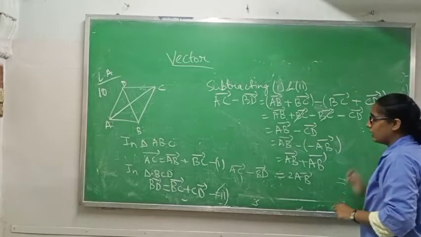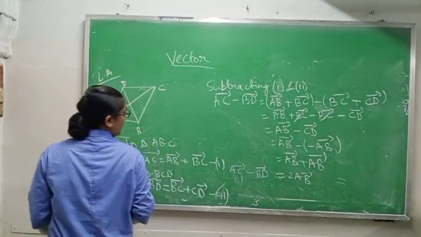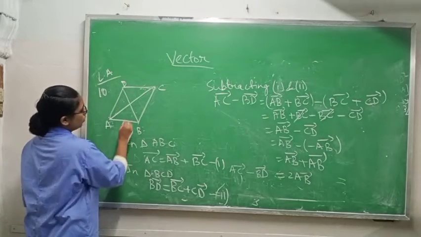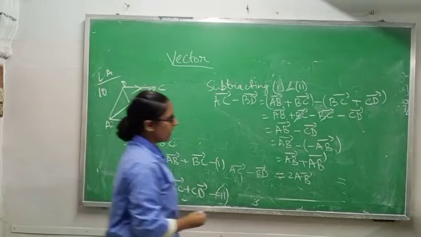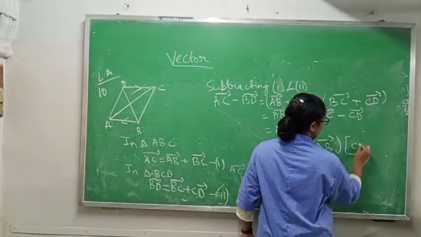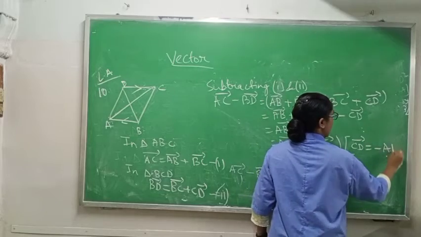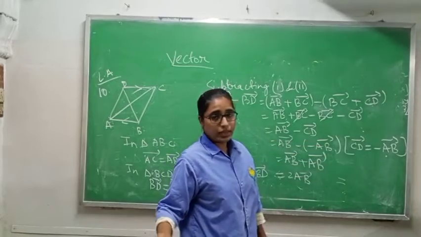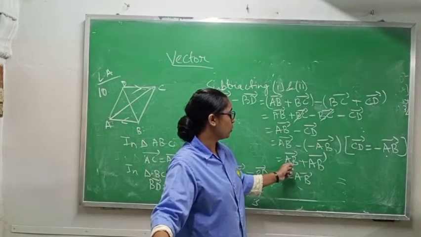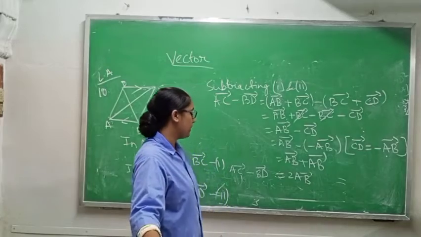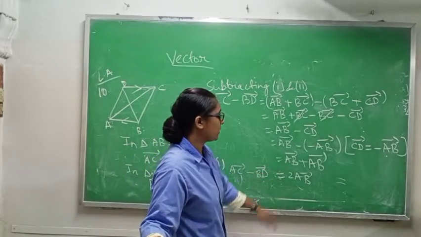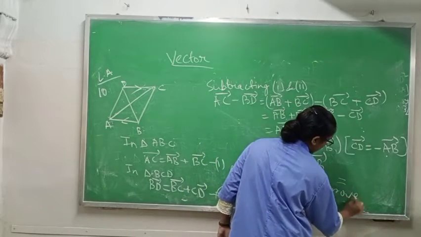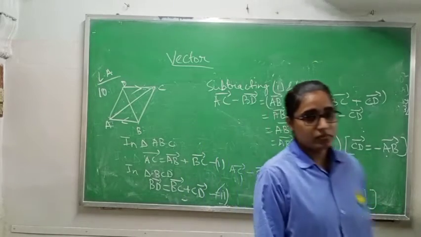AB vector minus CD vector, you have to prove 2AB vector, which means in place of CD you have to write something. Now by seeing this diagram, AB and CD, where is AB? AB is this and CD is this. Okay, so you know that they go opposite. It means that CD equals minus AB vector. So in place of CD we can write minus AB vector, minus minus plus. So AB vector plus AB vector will give you 2AB vector. So AC vector minus BD vector equals 2AB vector. This one also. Okay. Complete this one.